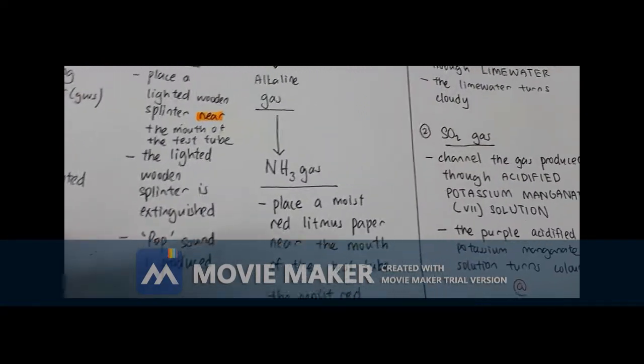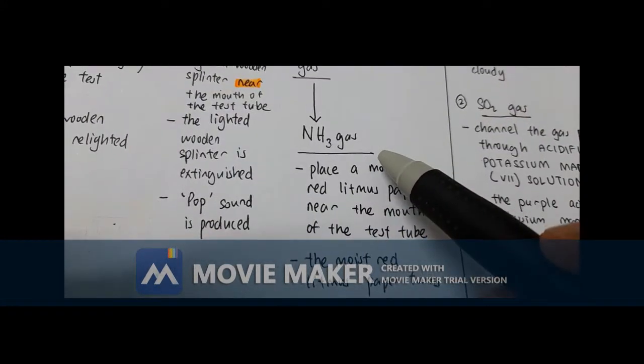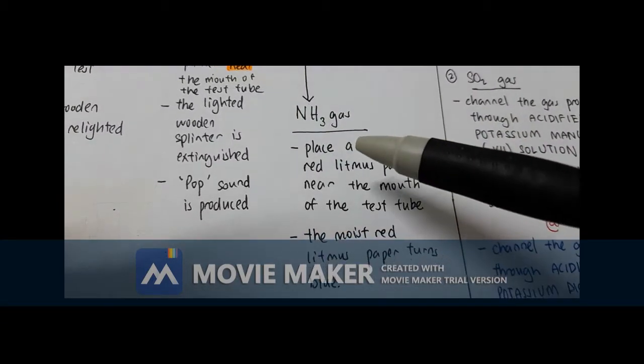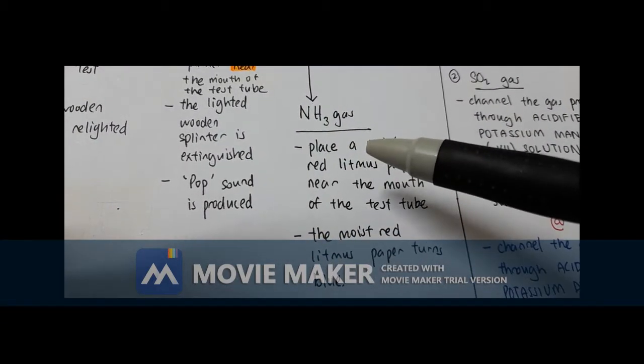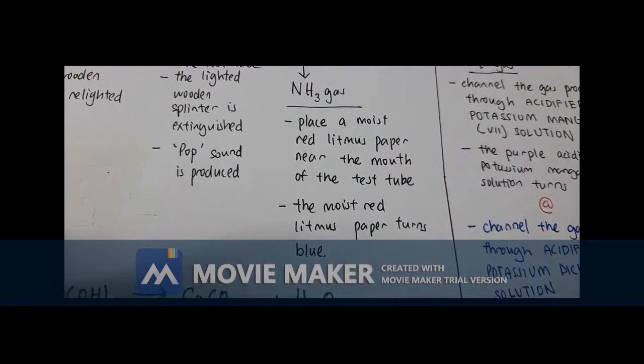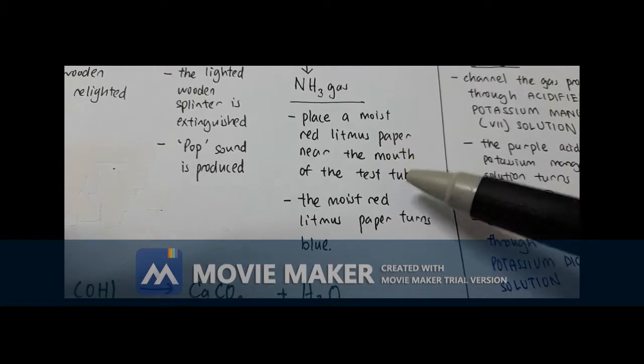Okay, so next we have alkaline gas. There's only one alkaline gas that we learn in our syllabus, which is NH3 gas, or ammonia gas. The first step is by placing a moist red litmus paper near the mouth of the test tube.